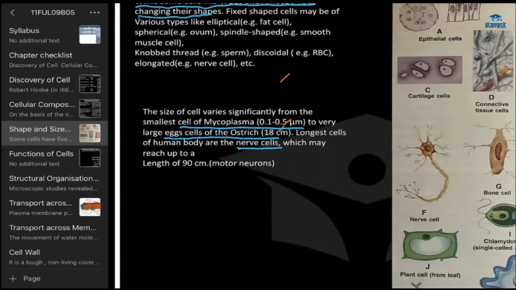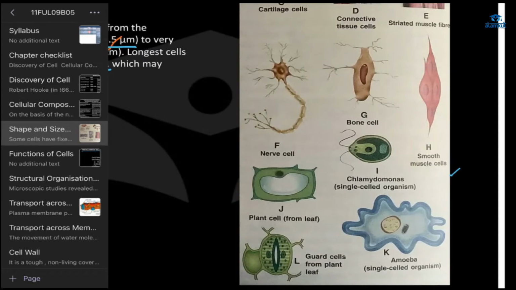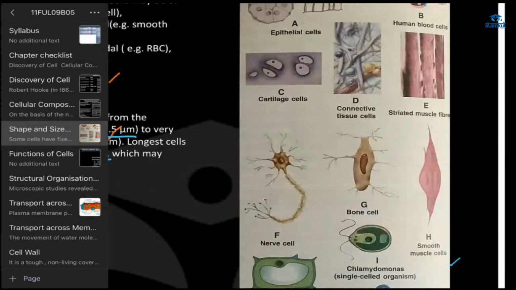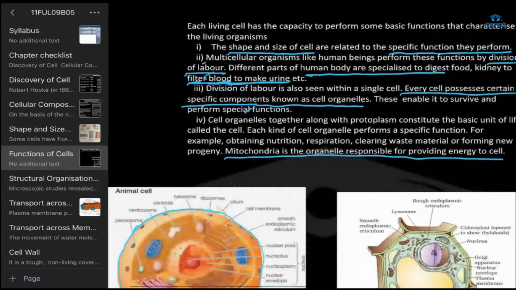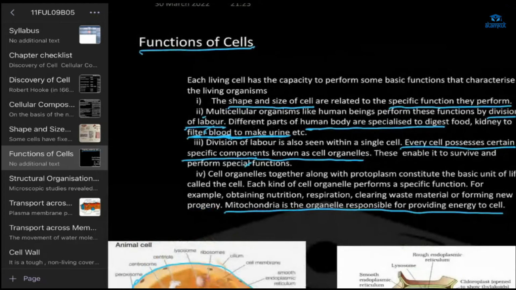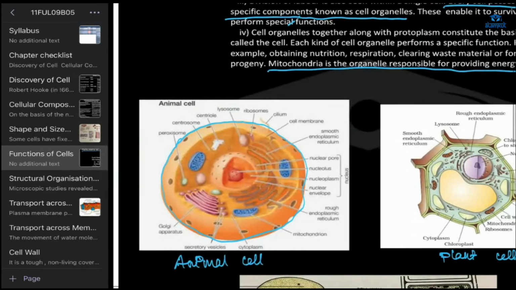Okay, ma'am. Now here you see there are different kinds of cells, each of different shapes and sizes. Now here we have the function of cells. Shape and size of cells are related to the specific function they perform. I have already told you, multicellular organisms like human beings perform their functions by division of labor. There are cell organelles which perform specific functions.